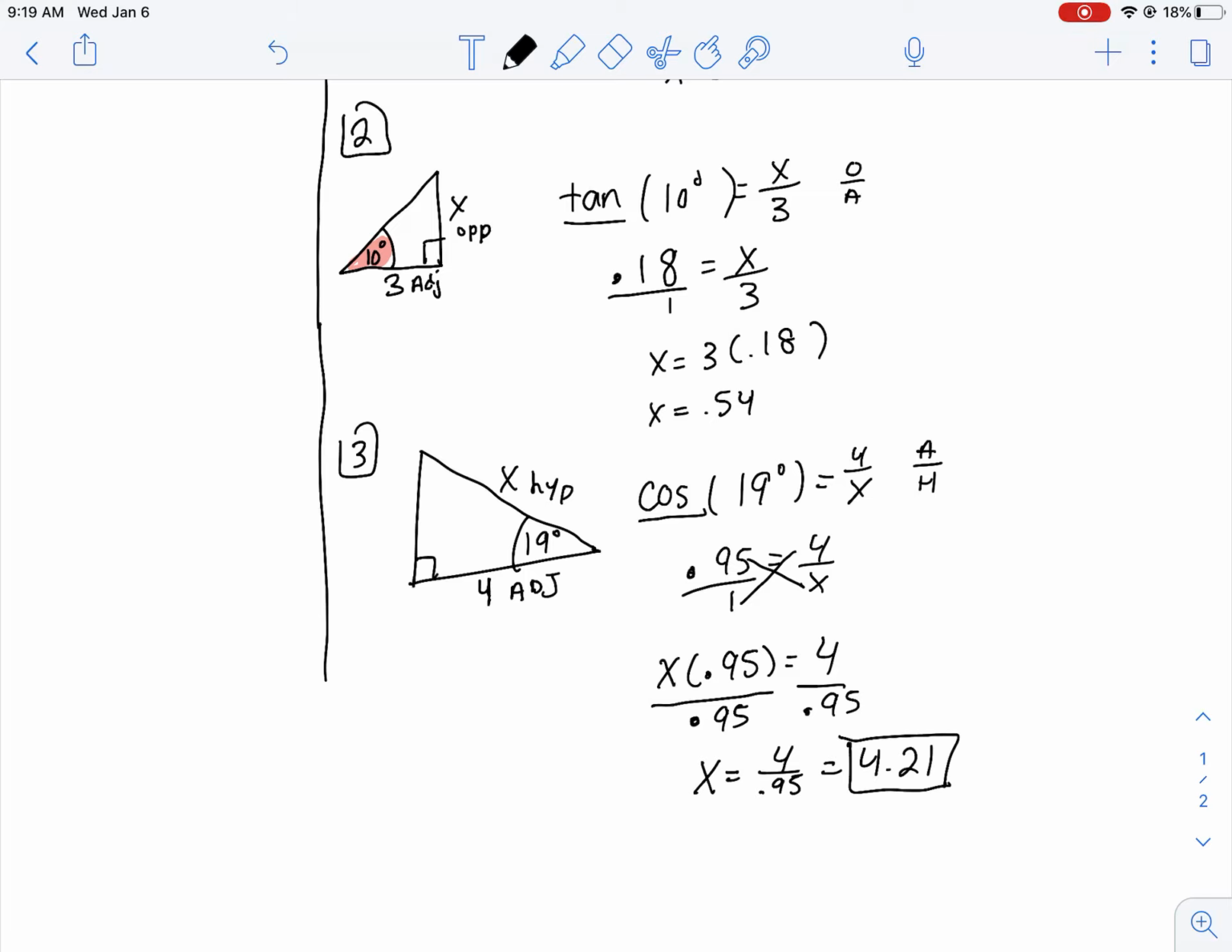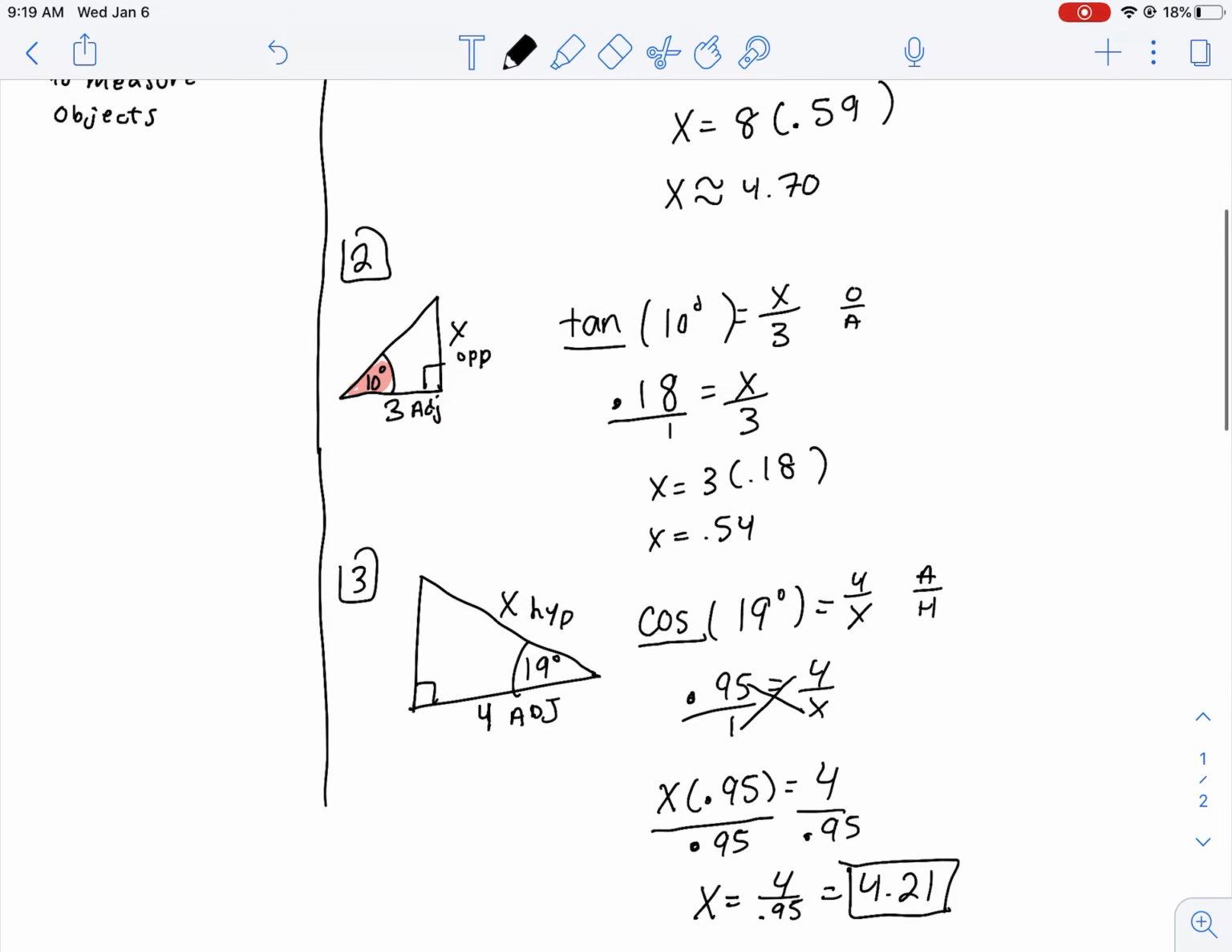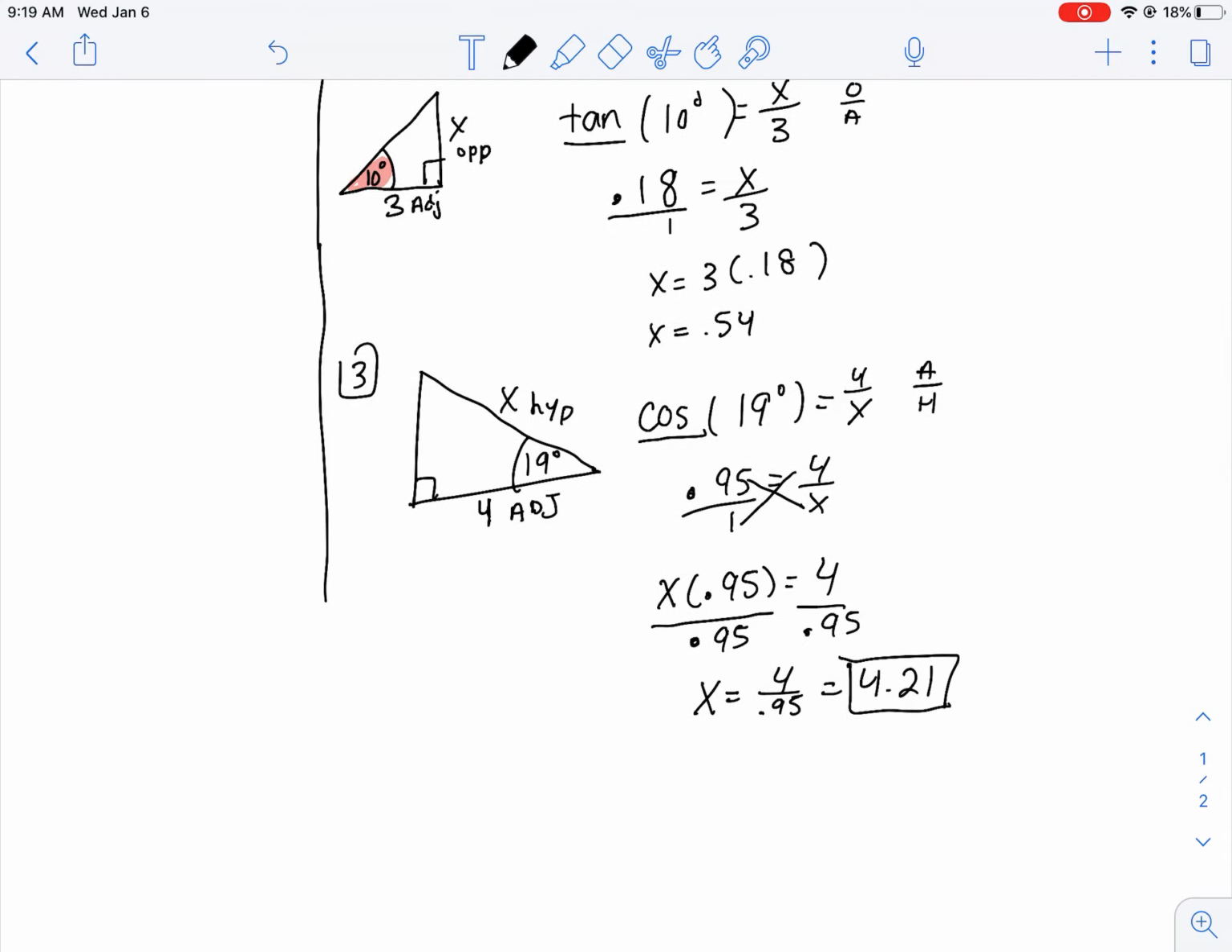So in practicality, what's happening here is when x is on the top, you multiply the decimal times your side. When it's on the bottom, you end up dividing the side by that decimal, by the value for the trig function.